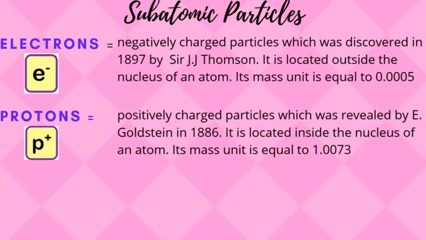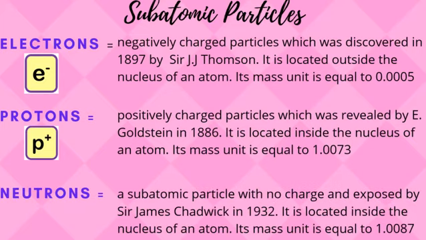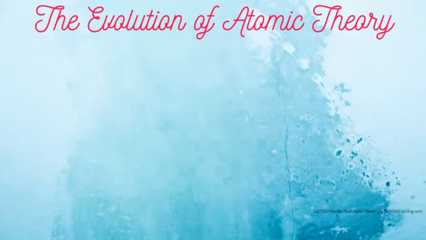And the last one is the neutrons. Neutrons are the subatomic particles with no charge, exposed by Sir James Chadwick in 1932. It is located inside the nucleus and the mass unit is equal to 1.0087. It is symbolized by this, 0 meaning no charge. So let us proceed to the evolution of the modern atomic theory.